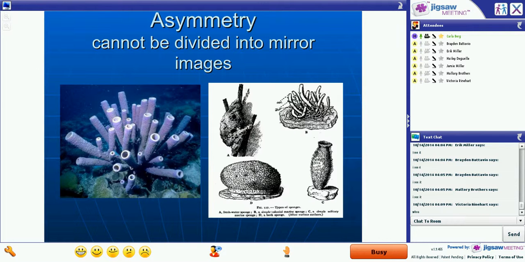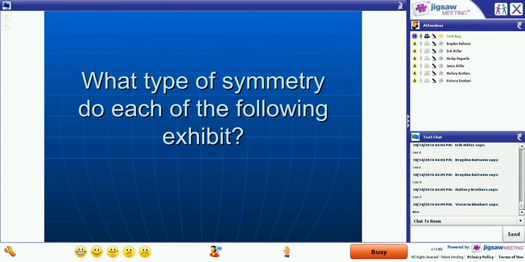And the third type of symmetry is asymmetry. Asymmetry means that the organism cannot be divided into mirror images. This is a picture of a sponge on the left-hand side here, a sea sponge. There is no way that this sponge can be divided in equal right and equal left-hand halves. So, let's take a look at what type of symmetry each of the following exhibit.